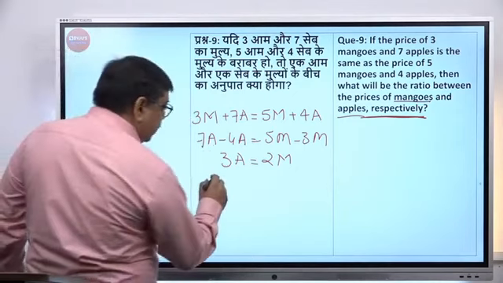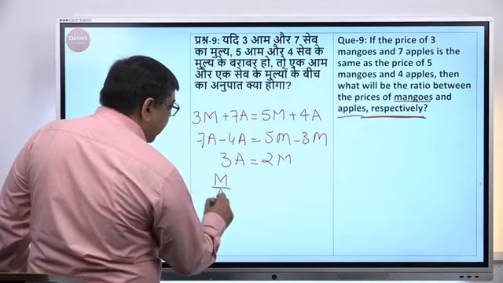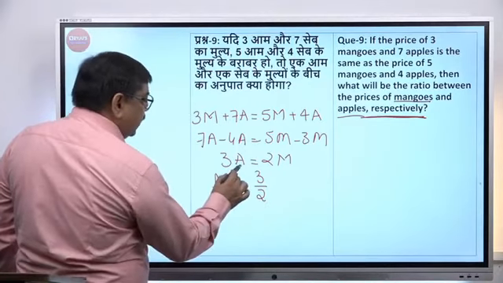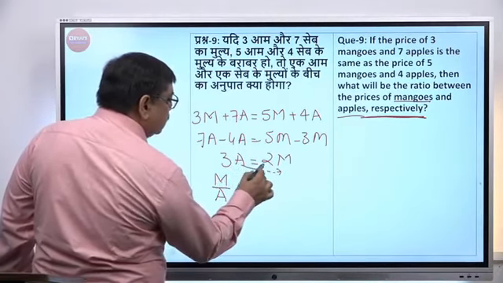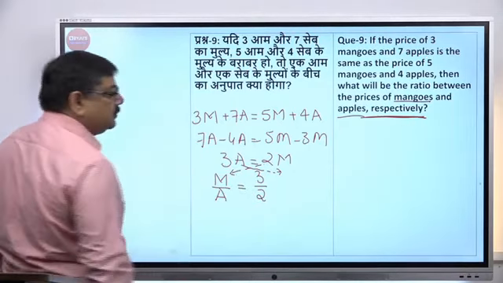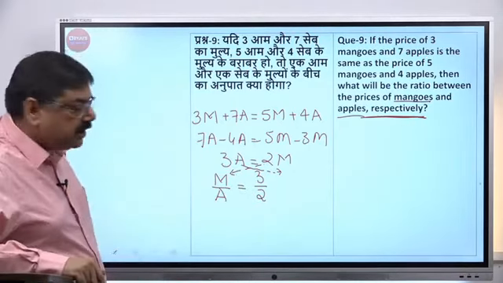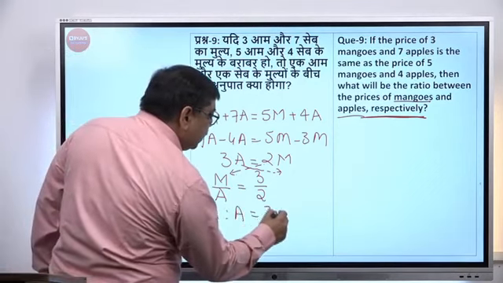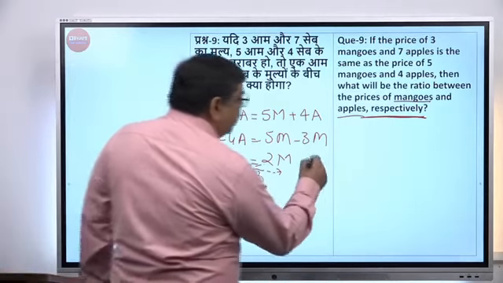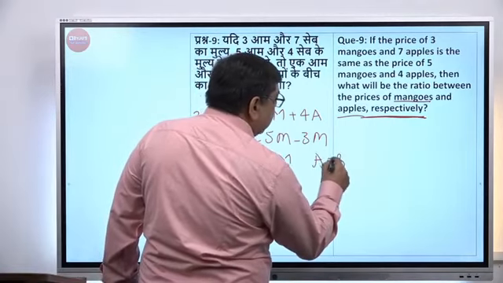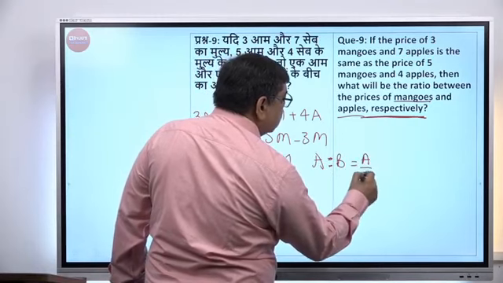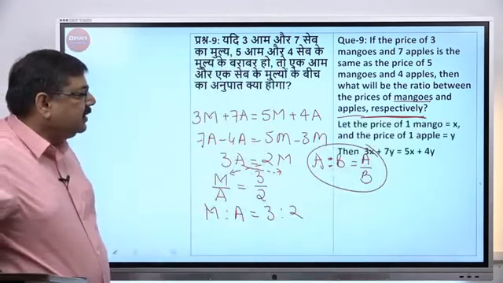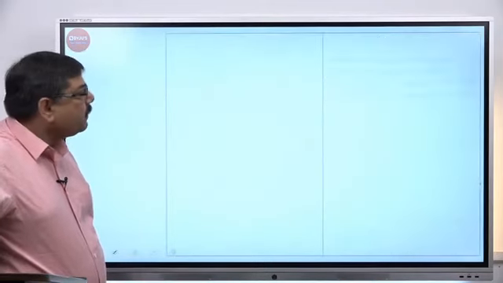All right. So if you find this, m by a will be equal to 3 by 2. See, this I took down, this I took down, to the other side in the denominator. So what is this? Mango is to apple is nothing but it is 3:2. You remember A is to B can also be written as A by B. Same concept, simple concept that we are using here. All right. So 3:2 is what we get here.